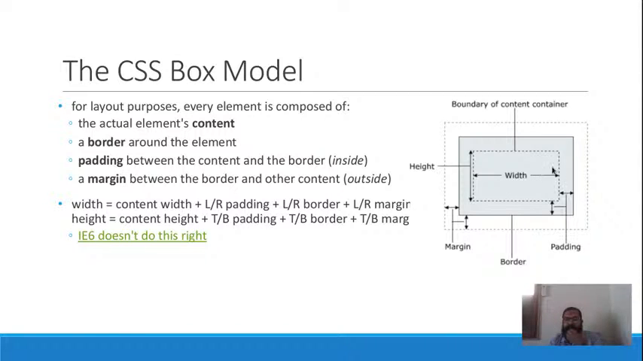Then you can have an additional area after the content container called the padding area. So you have the padding area outside the boundary of the content container, and after the padding you will have a border. It's not the boundary of the content container but the border, and then you can have something called a margin. So this is what a CSS box model typically looks like.